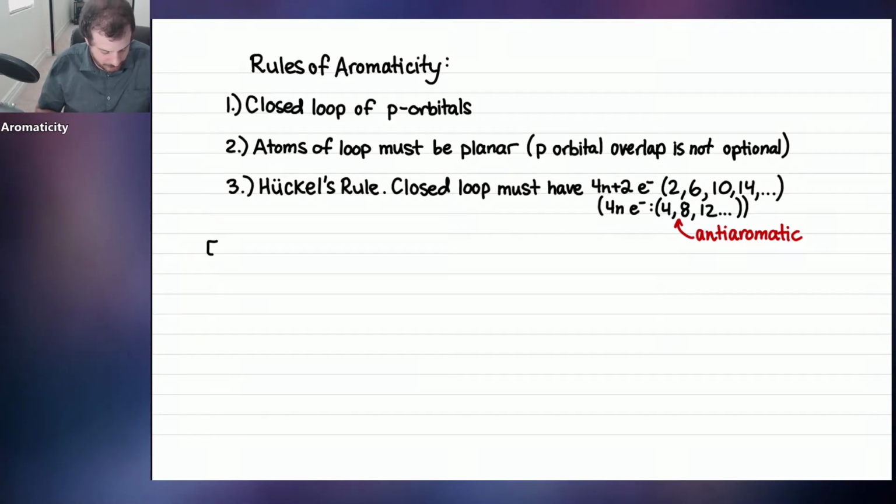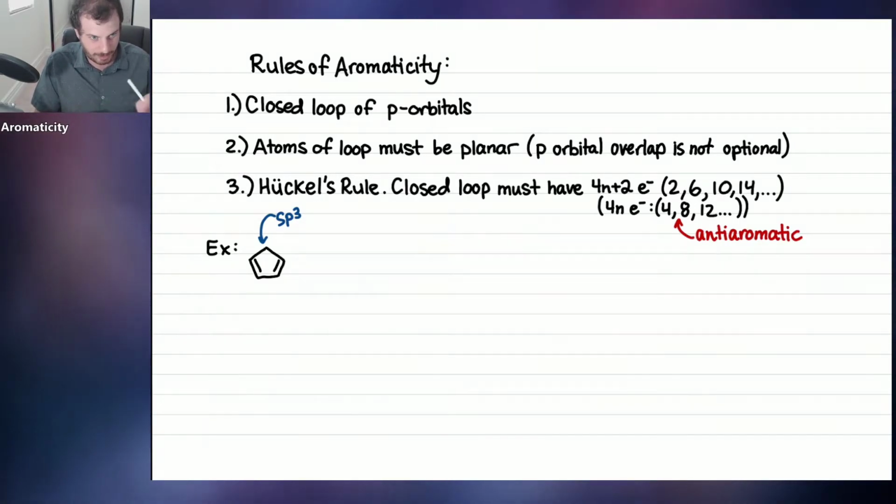All right, example number 1. 5-membered ring, 2 double bonds. Is it aromatic? Is it anti-aromatic, or is it neither? Well, we have a problem. We have a rule number 1 violation, and that is, what is the hybridization of this carbon at the top? This carbon at the top is sp3 hybridized, so there's no p orbital. How do I know it's sp3 hybridized? Because it's not part of a double bond. If it's just part of a single bond, like there's no double bond connecting to it, then it's sp3 hybridized.